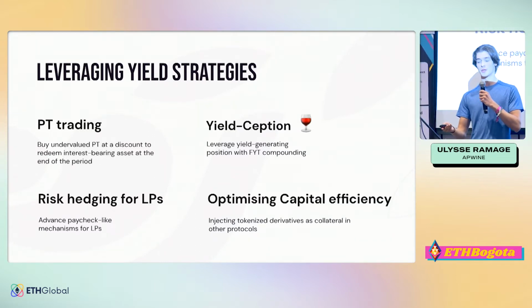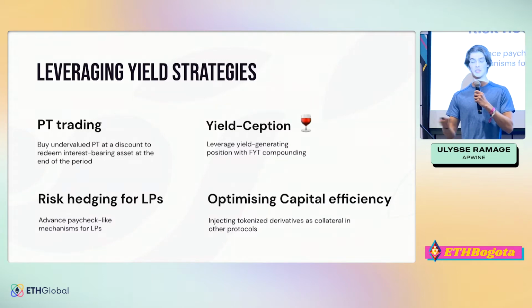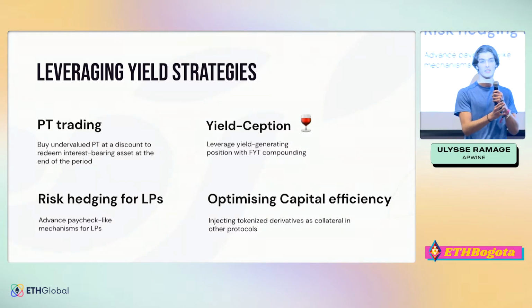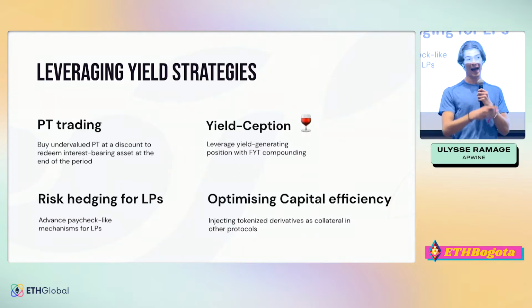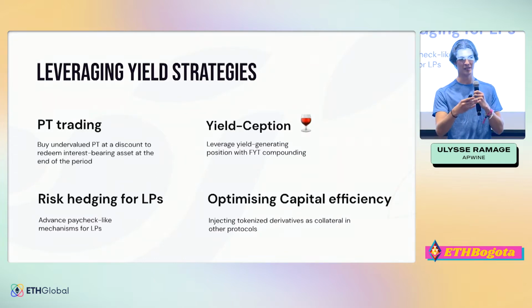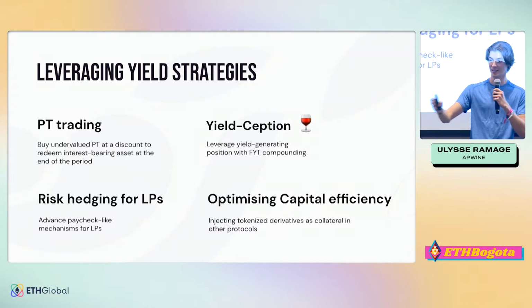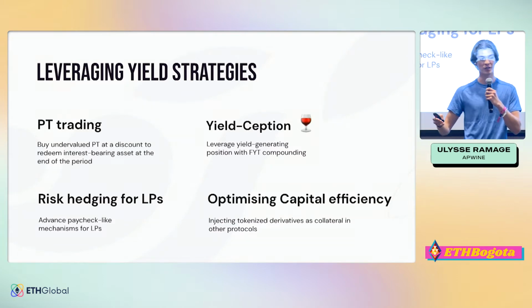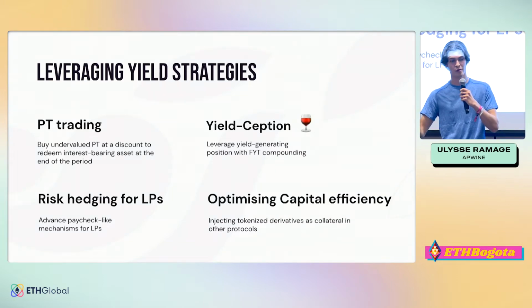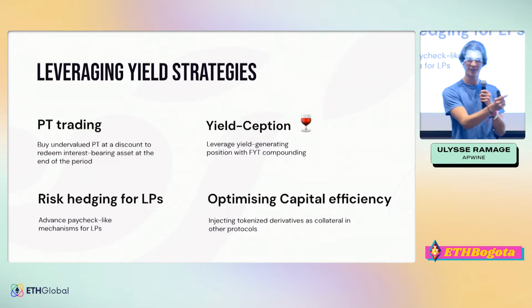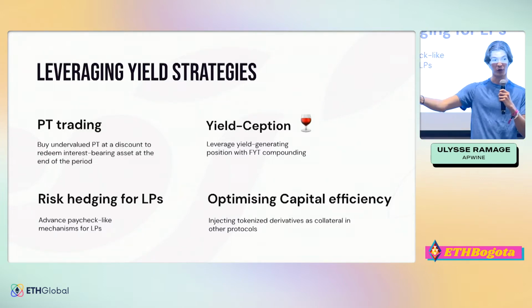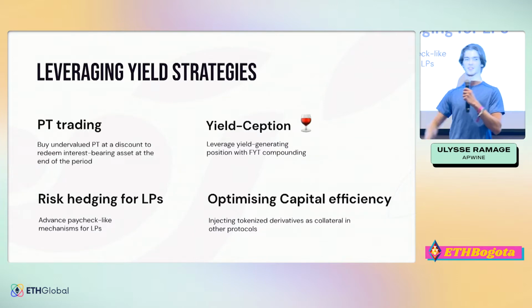Some of the strategies you can build with APWine include PT trading. So this is like equivalent to a fixed rate, essentially buying PT at a discount. Imagine if you're buying PT at 0.9, so 90% of what it's really worth. It means that if you wait till the end of the period, for example, 3 months, this is what we work with, you're going to make a 10% profit because you know for sure you're buying something that is going to be worth more in the future. And this is how you fix your rate.